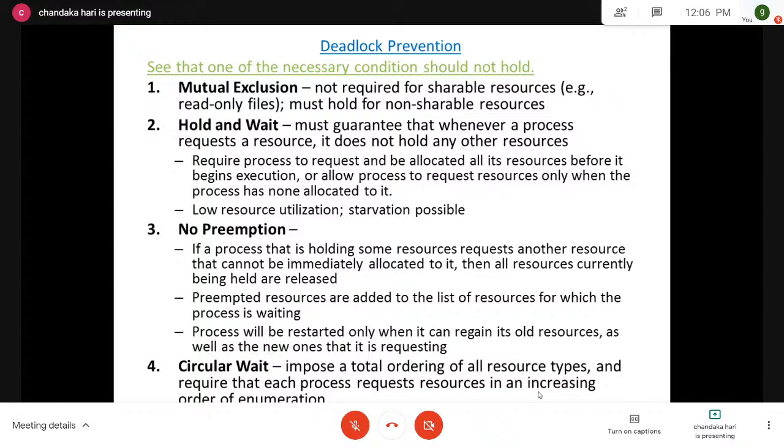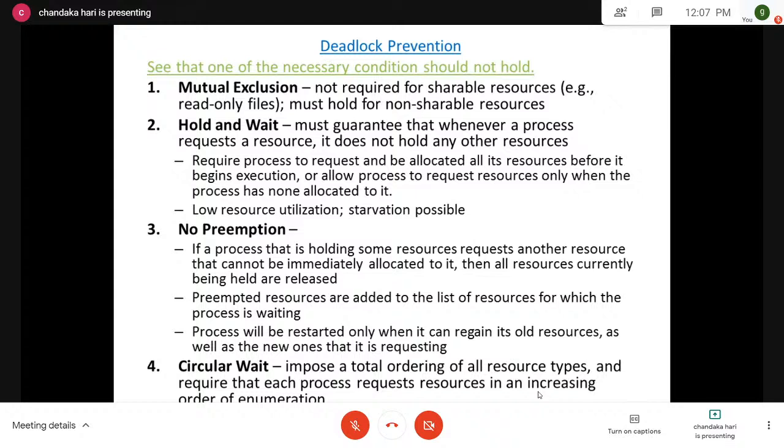one program always runs in the system kernel, which is known as the operating system. So that process is completely running. What you are doing is that your operating system is forcibly stopping the program itself. What happens? Your entire system is going to be down. That is the problem. So this is also not practically possible. If a process that is holding some resources requests another resource that cannot be immediately allocated, all resources currently held are released. Preempted resources are added to the list of resources for which the process is waiting. The process will be restarted only when it has regained its old resources as well as the new resources it is requesting. That's it. So this is also not going to be possible.